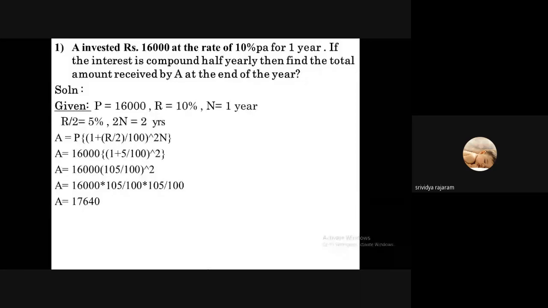Is this sum clear and got an idea how to apply half yearly formulas to obtain the values? Unless it is specified as half yearly or quarterly, you can use the basic formula which I have taught previously. Clear with this problem, guys? Yeah, super. Let us proceed with the next problem.